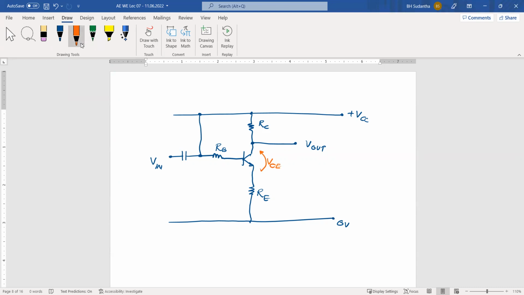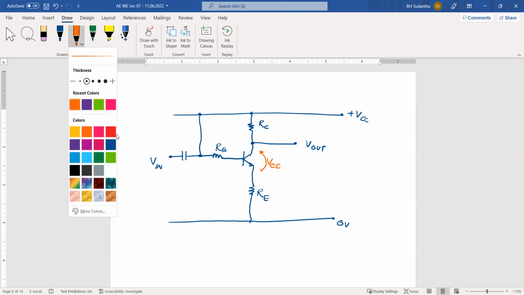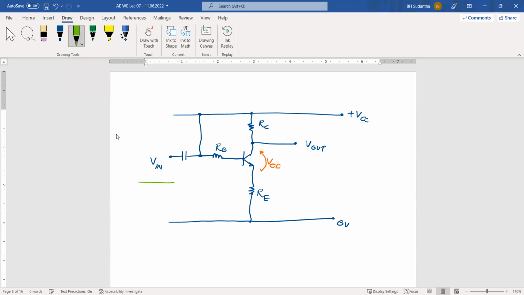Then when we input a voltage like this, here in the positive half cycle, IB is increasing. As a result, IC is increasing. When you increase IC, ICRC will be increased. Then to balance out that one, VCE should be reduced.